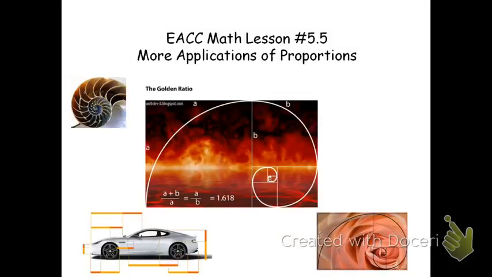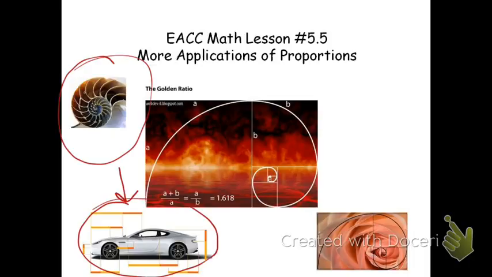ECC Math Lesson number 5.5, some more applications of proportions. Proportions occur in nature. This is called the golden ratio. You'll find it in this nautilus here, where the curves and dimensions are in this golden ratio. Designers try to use that golden ratio when they design such things as vehicles. And over here in the rows, the same thing, the golden ratio is showing up.